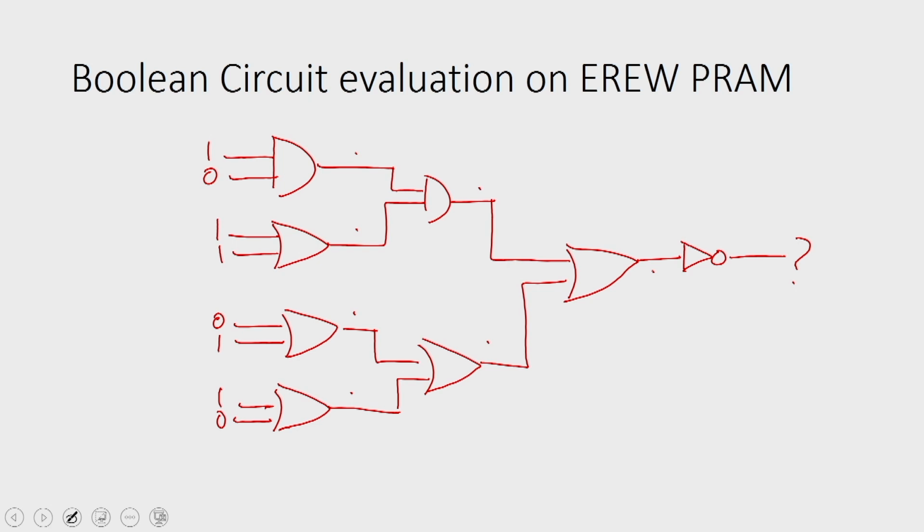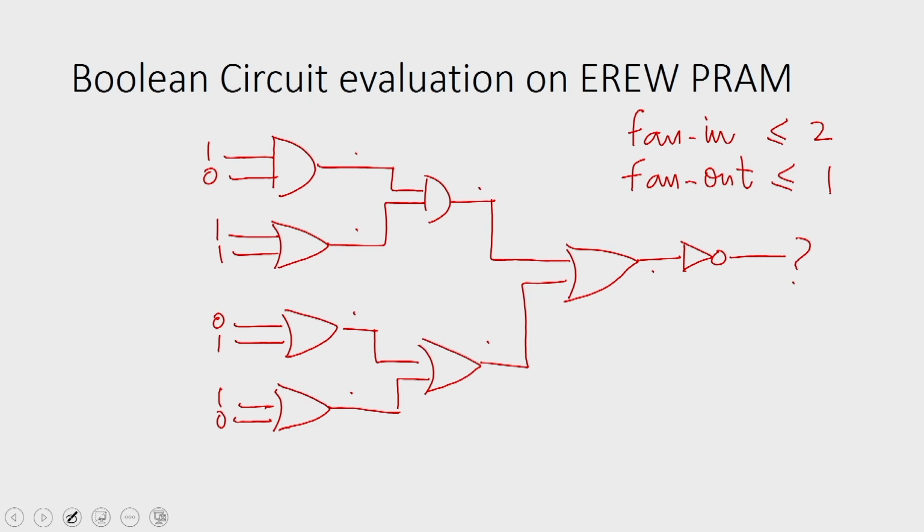So, let us say we want to evaluate this in parallel on an ER-EW PRAM. We assume that the gates have a fan in of 2 at the most. The OR and AND gates have a fan in of 2 each, and the NOT gate has a fan in of 1, and let us say the fan out of every gate is at most 1.